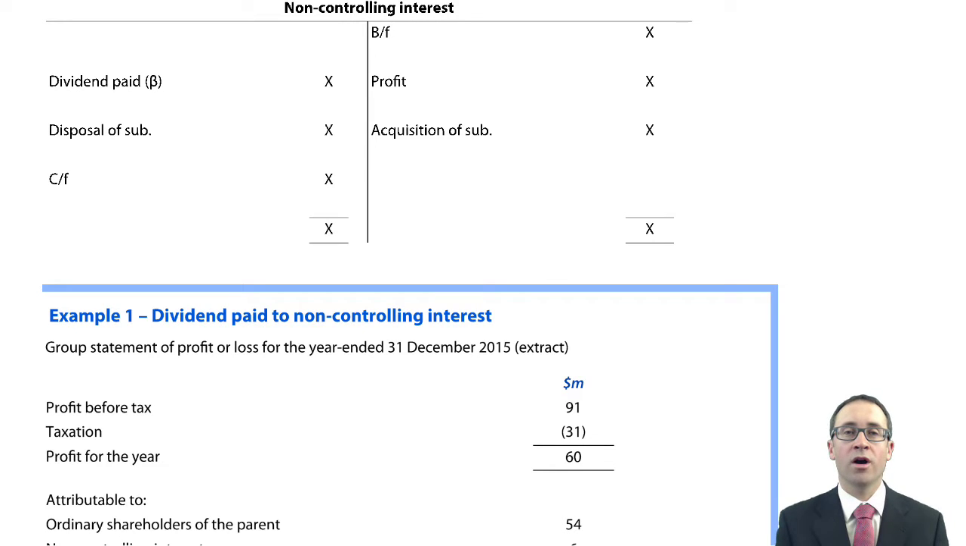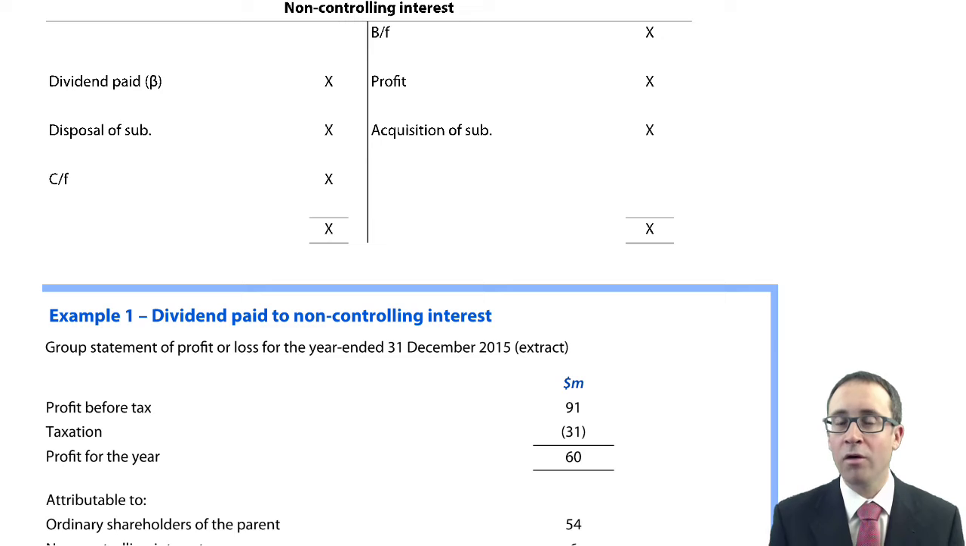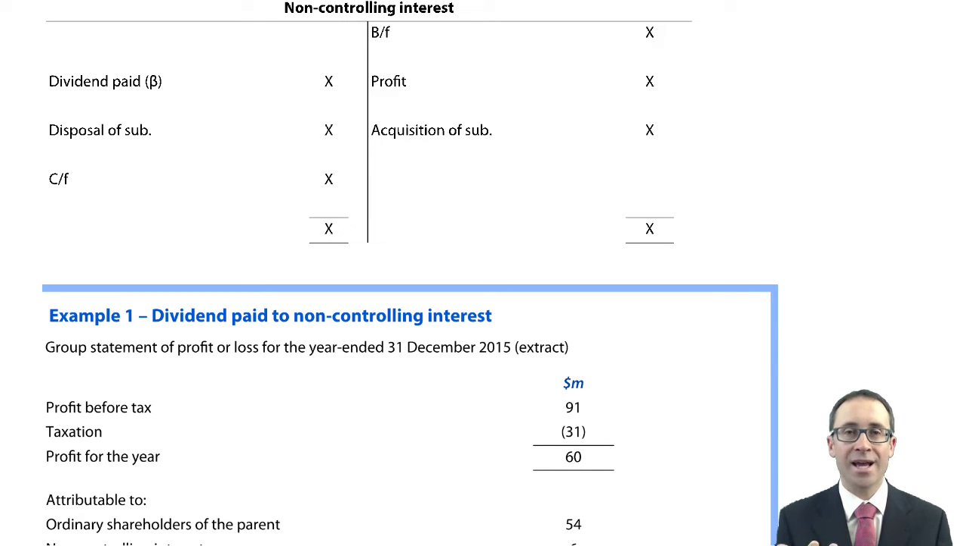Our first port of call with regards to group statements of cash flows is going through here and looking at the dividend paid to the non-controlling interest. I'm a little bit old-fashioned, so I prefer to look at the calculations using T accounts.